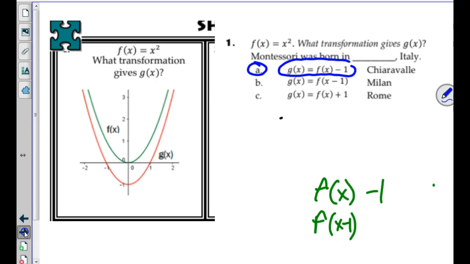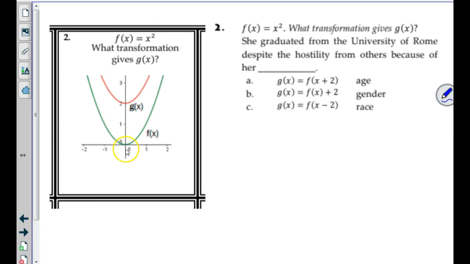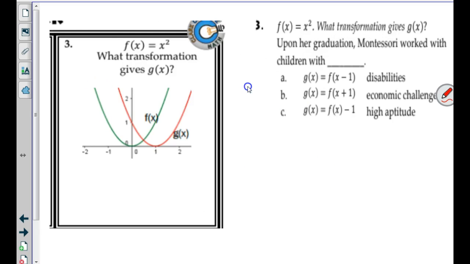All right, number 2. So this time, the green one came first, so it did what? Up 2. Which one would be up 2? All right, so this is a quick review, but it'd be real helpful if you were focusing here.